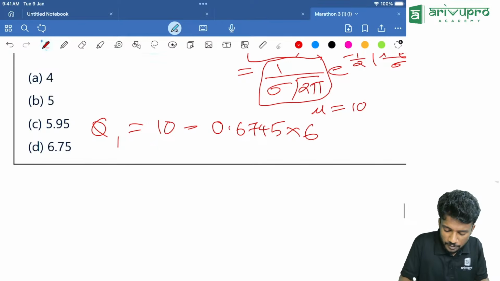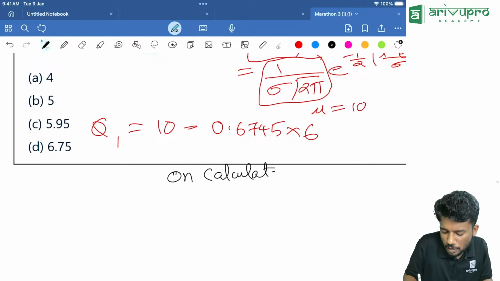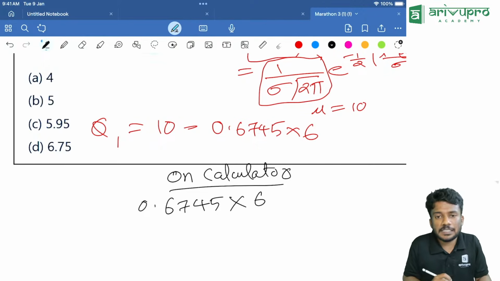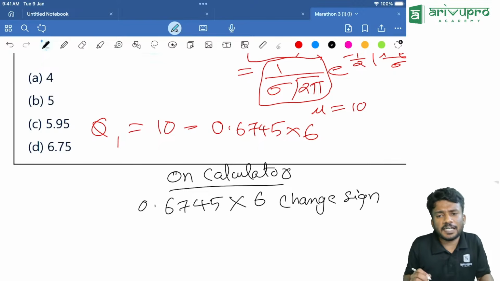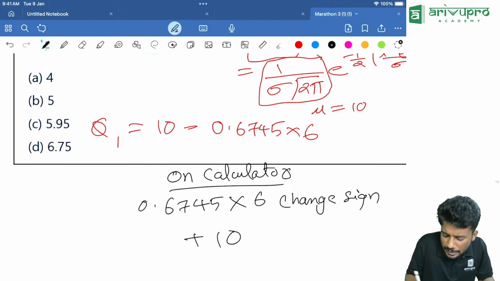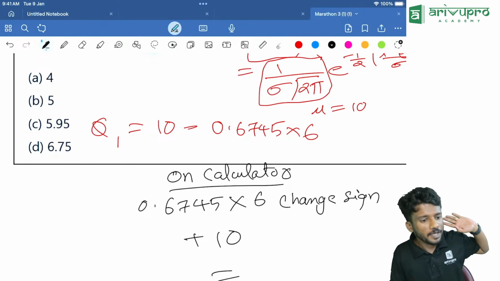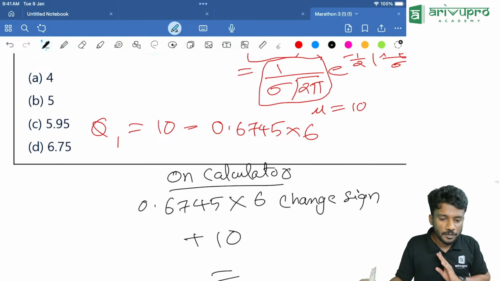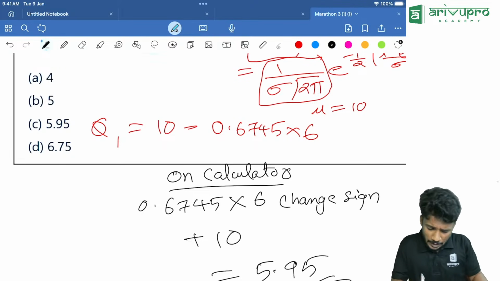So how will you use a calculator to find it? On the calculator, what are we going to do? Type 0.6745, then multiply it with 6, then change sign. Why are we changing sign? Because a negative sign is in front of that value. So change sign, then plus 10. You will get the answer. How much are you getting, people? Everyone, please type. One person told that 5.95. Is that the answer everyone is getting?